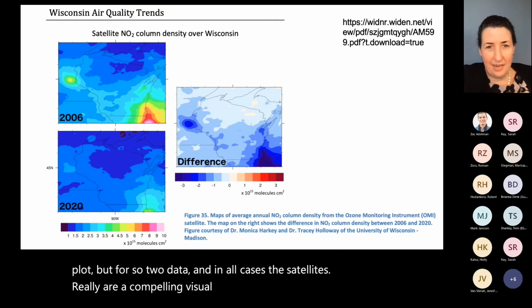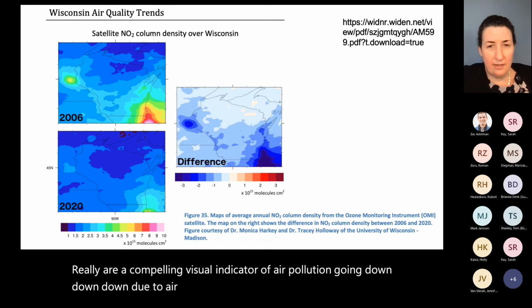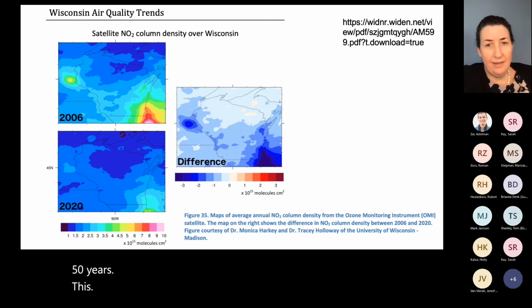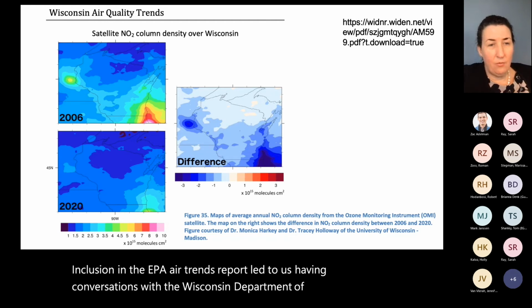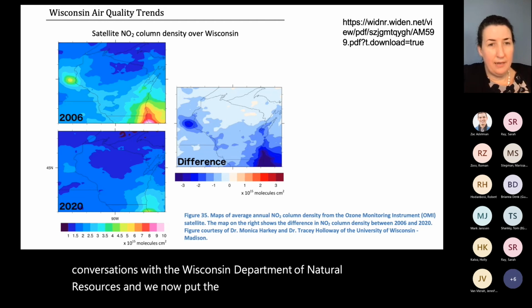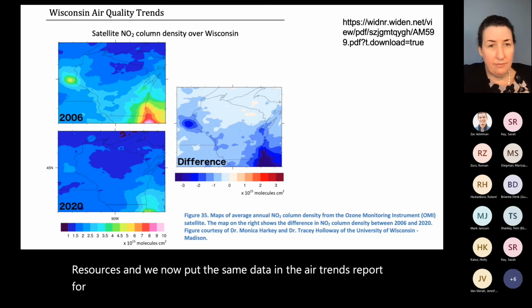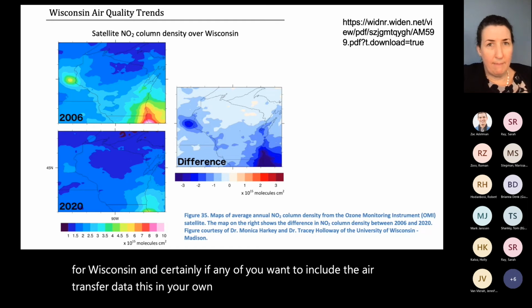This inclusion in the EPA Air Trends Report led to us having conversations with the Wisconsin Department of Natural Resources, and we now put the same data in the Air Trends Report for Wisconsin. And certainly if any of you want to include the Air Trends data like this in your own state reports, we're happy to provide that.